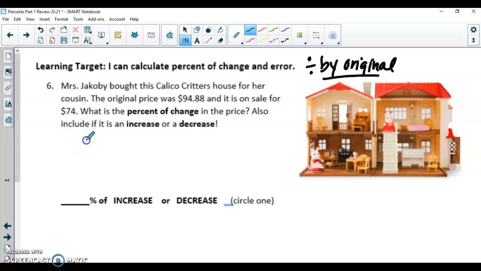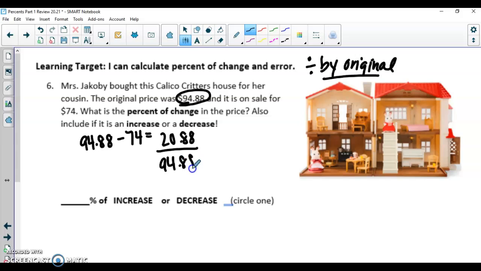So to find your percent of change, you need to find the difference first. So 94.88 minus 74 is going to give us a difference of $20.88. We will then take that and divide by the original price, which is right here of $94.88. So $20.88 divided by 94.88. I get 0.2200 and so on. And remember, we're going to round to the hundredths place here.